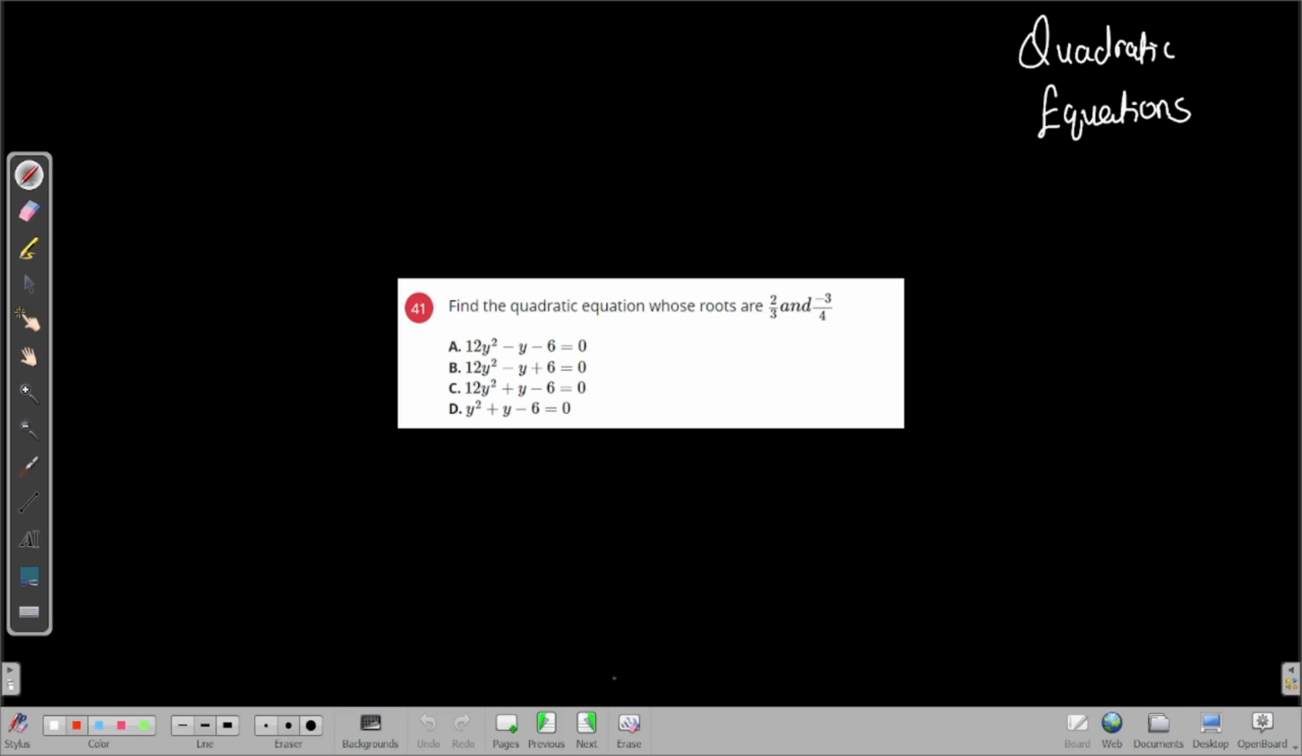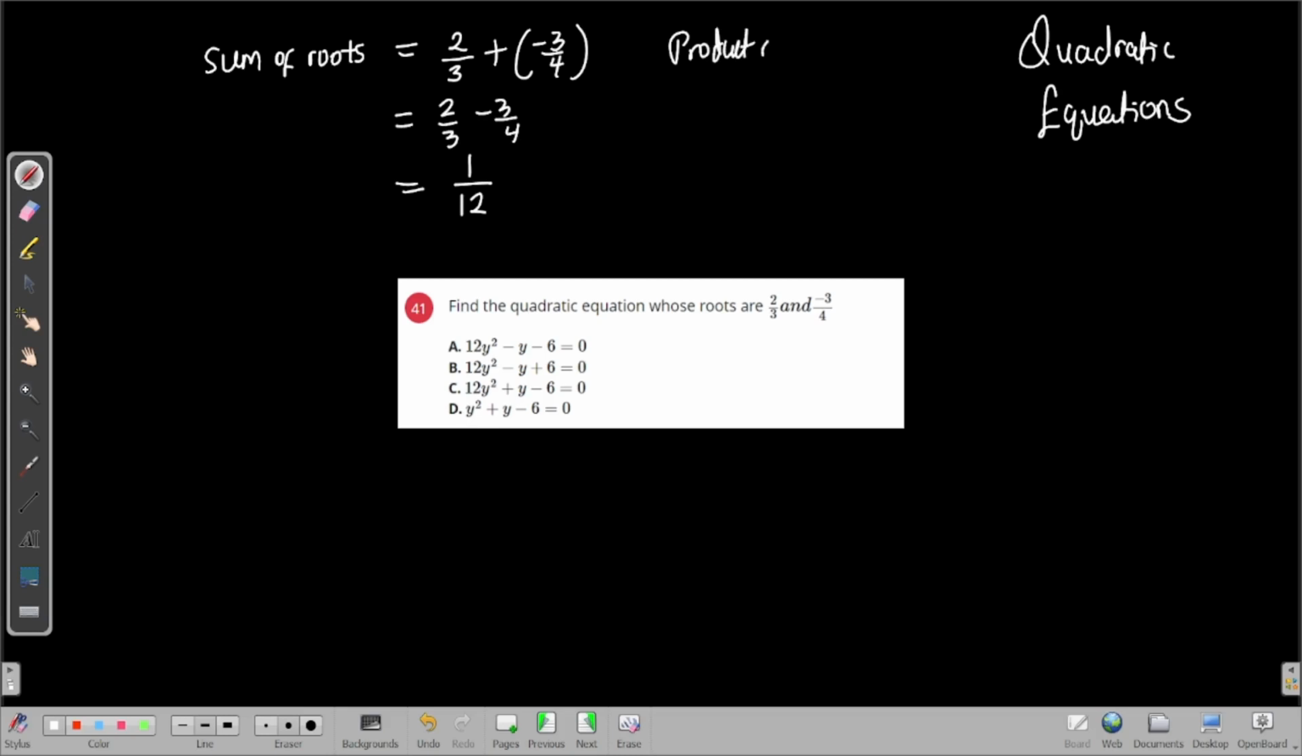Find the quadratic equation whose roots are this and this. Okay, so if you are to calculate this, you need to first of all find the sum of the roots. That is, you add the roots together. So 2 over 3 plus minus 3 over 4. When I calculated this one, it gave me 1 over 12. Then you also need to find the product of the roots. So that's 2 over 3 times minus 3 over 4. This gave me minus 1 over 2.